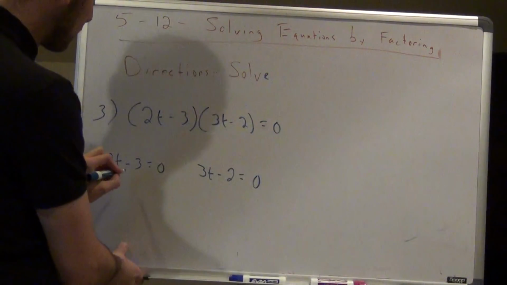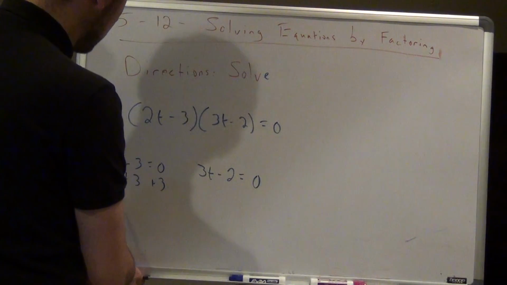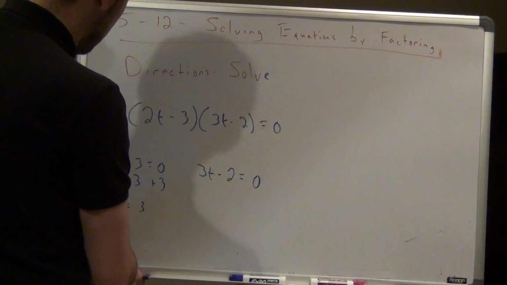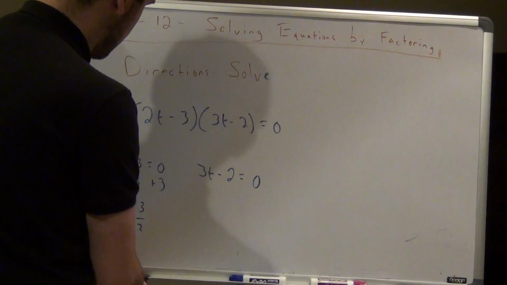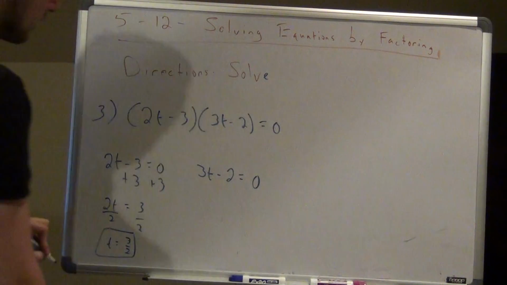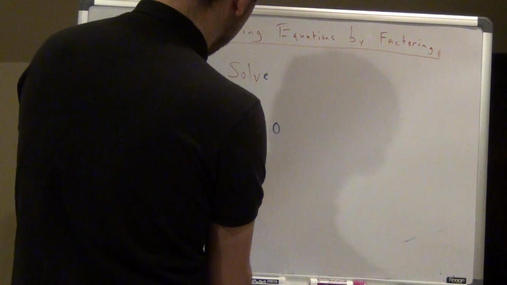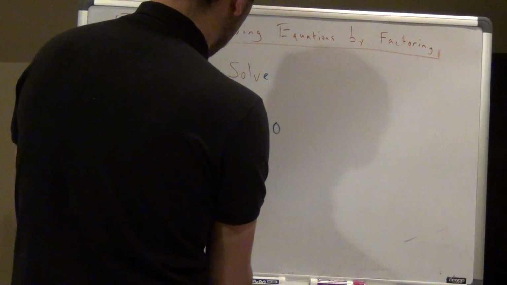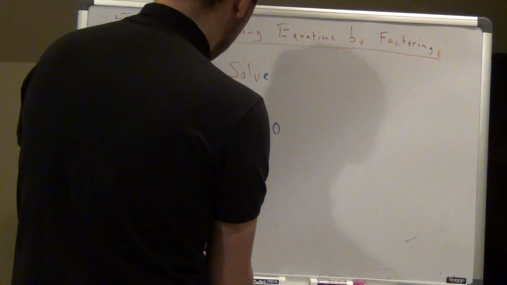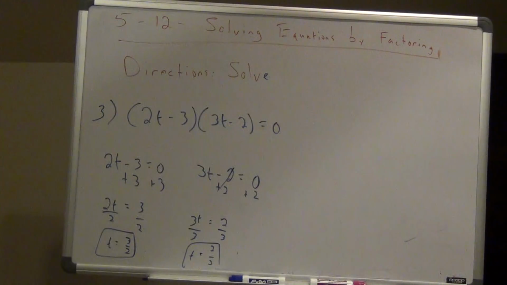Alright, this is going to take a little extra work. So here I'm going to add 3. So 2t equals 3. Divide by 2. So t is going to equal 3 over 2. That's one answer. The other answer here is I'm going to add 2, right? So I get 3t equals 2, divide by 3, so t equals 2/3. So t equals 2/3 and t equals 3/2. Done. Two answers.